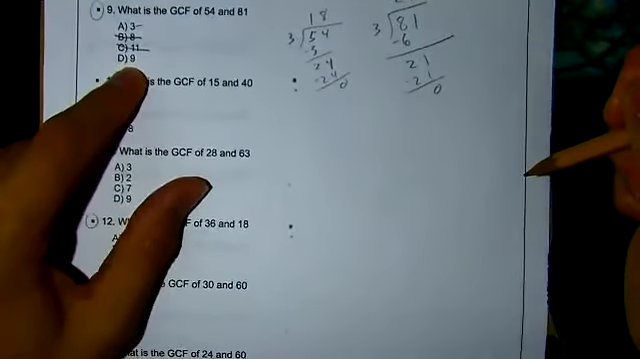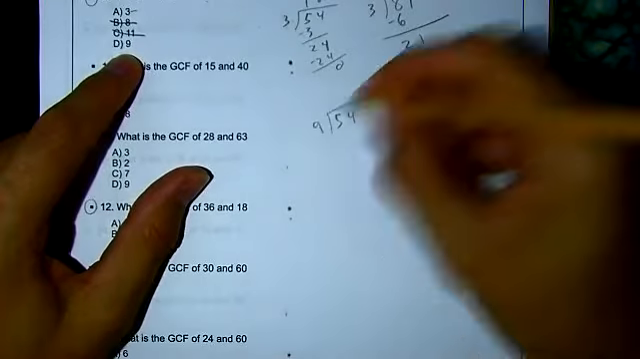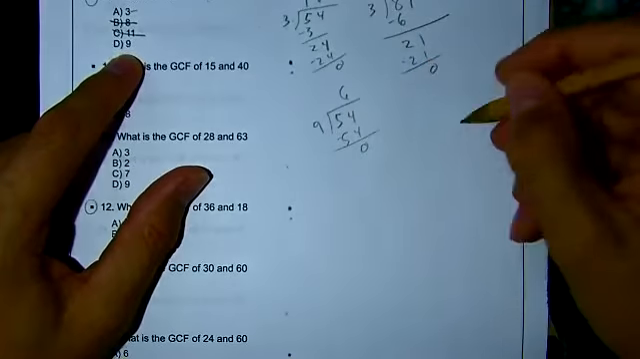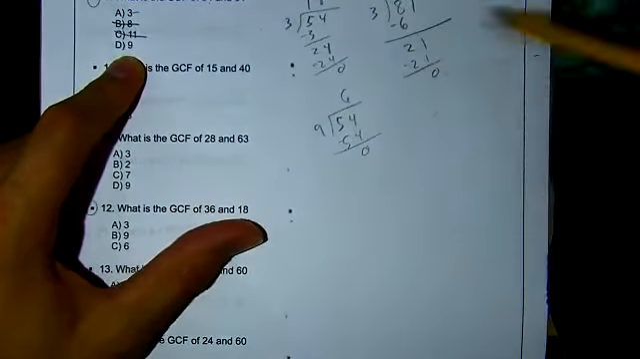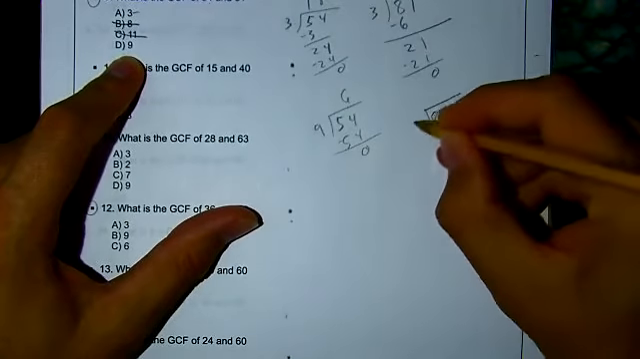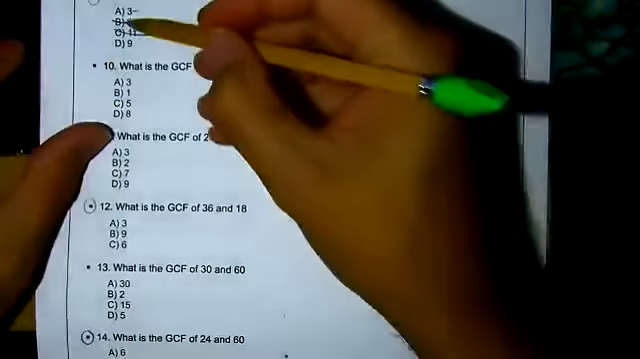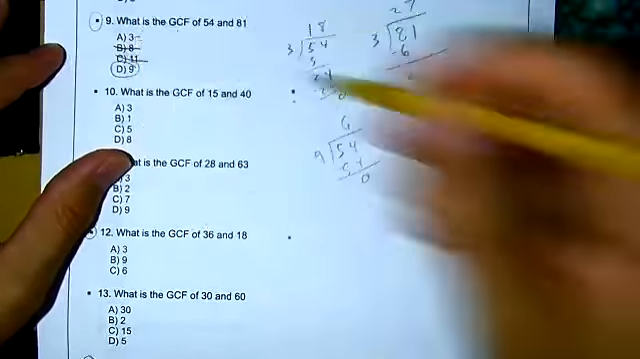So we get down here to the 9. 54 divided by 9 is 6. 81 divided by 9 is 9. So even though you've got 2 common factors, 3 and 9, you have to pick the greatest one because they want the greatest common factor. So that means my answer is 9.